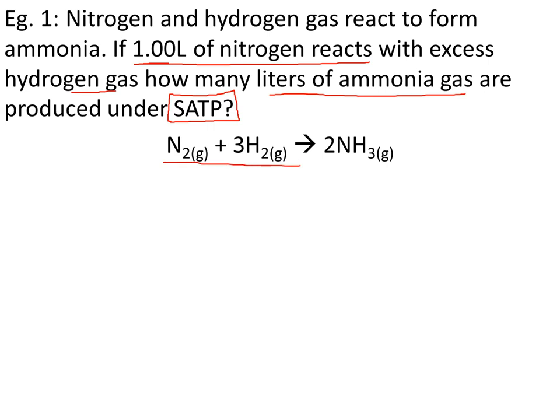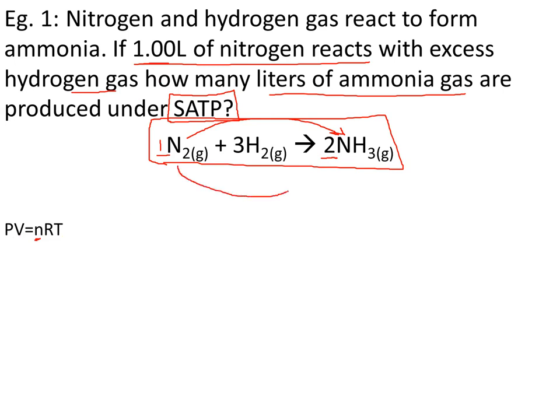Being as this is a stoichiometry question, we have to have a balanced chemical equation to know what the relationship is between the nitrogen and the ammonia. And we know the molar ratio is a 1:2 ratio for nitrogen to ammonia. We have 1 liter of nitrogen, so if we want to use that 1:2 ratio, we can convert to moles using PV equals nRT. We're going to first convert to moles, and then convert from moles of nitrogen over to moles of ammonia, and then we can find liters from there.